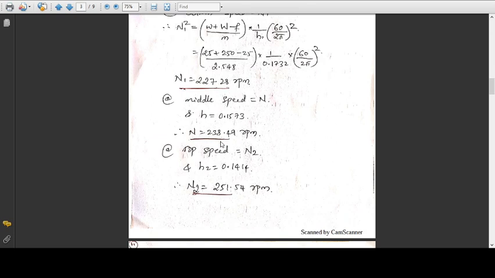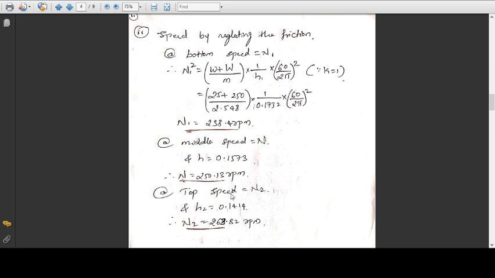Similarly, to calculate the middle speed, in place of n1 you need to substitute n, and in place of h1 you substitute the value of h. After substitution and simplification, you will get n as 238.49 rpm. Similarly, at the top the speed is n2. In the same equation, replace n1 by n2, and in place of h1 substitute the h2 value, that is 0.1414 meter. After substitution and simplification, you will get n2 as 251.54 rpm.